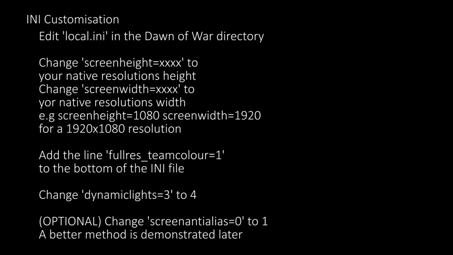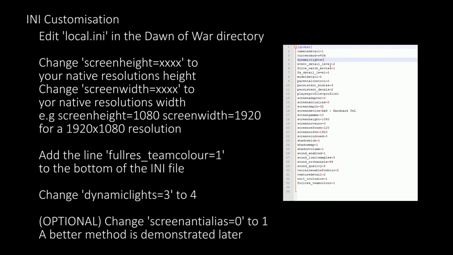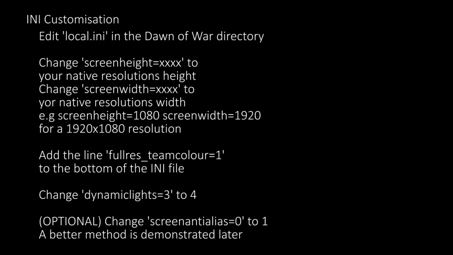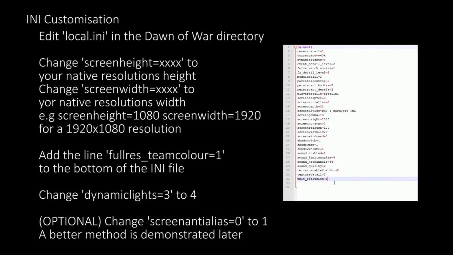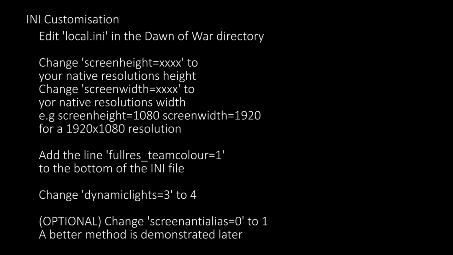The further changes focus on lighting and texture quality. Change the value dynamiclights equals 3 to 4. Then add the line fullres_team color equals 1 to the bottom of your ini file, then save. You can also optionally enable anti-aliasing at this step. However, it is suggested that you use the AMD and NVIDIA specific settings listed further in the guide instead.